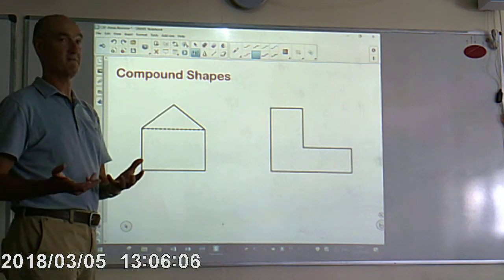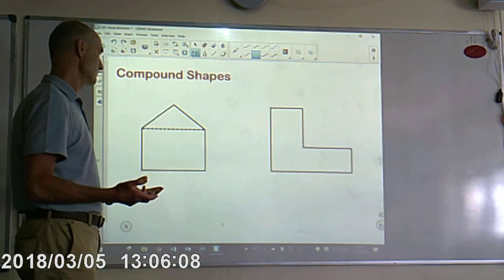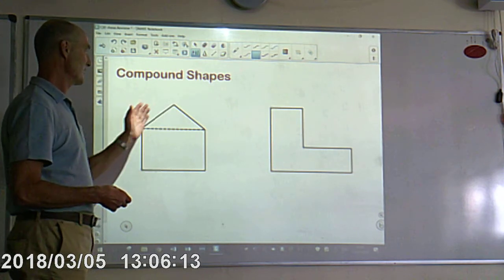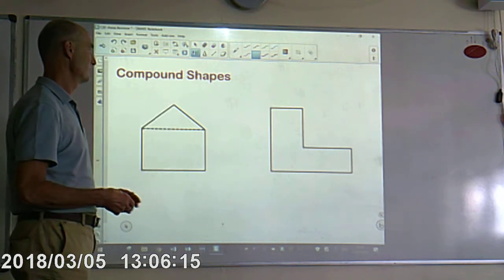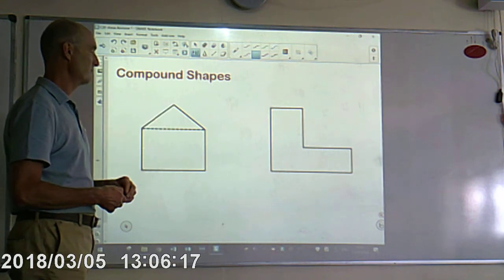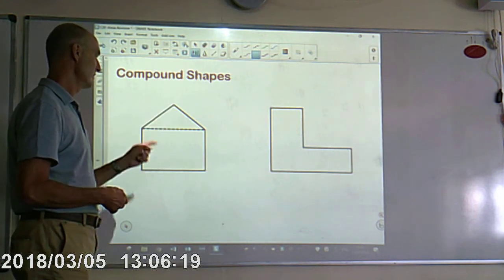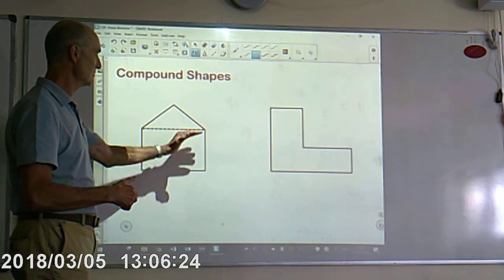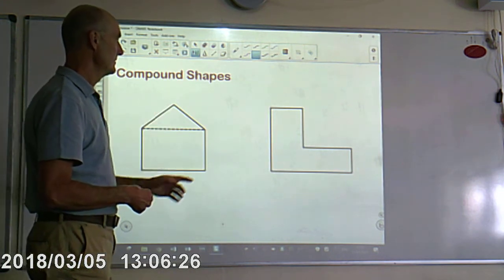Do you know how to find the area of a rectangle? Yeah, you do. Do you know how to find the area of a triangle? Yes, you do. So if you had enough information given to you by the examiner, could you actually find the area of that shape? Yes, you could. Find the area of the rectangle, find the area of the triangle, add them together, and you get the area of the total shape.